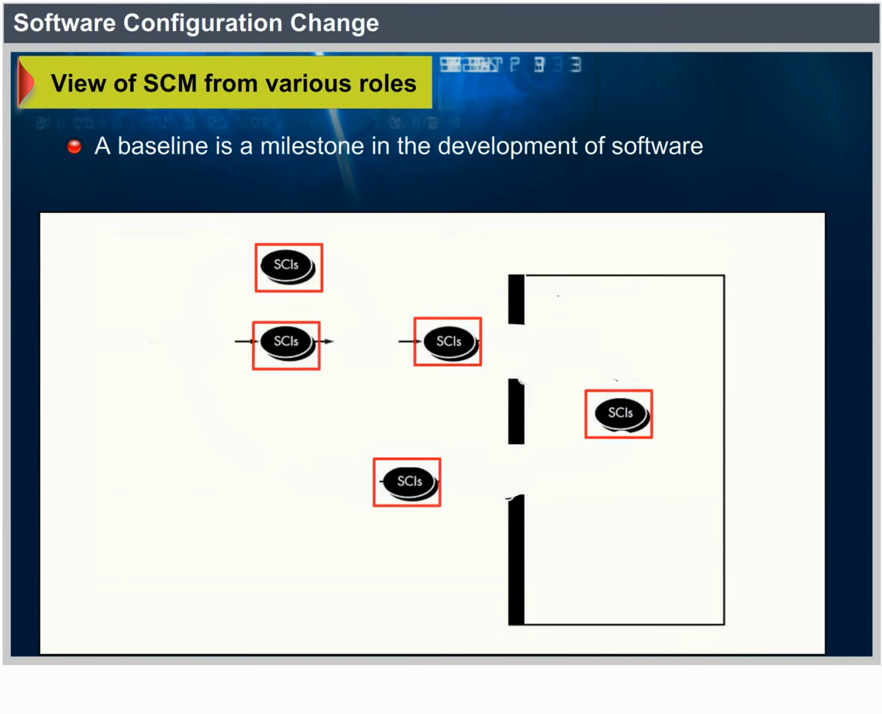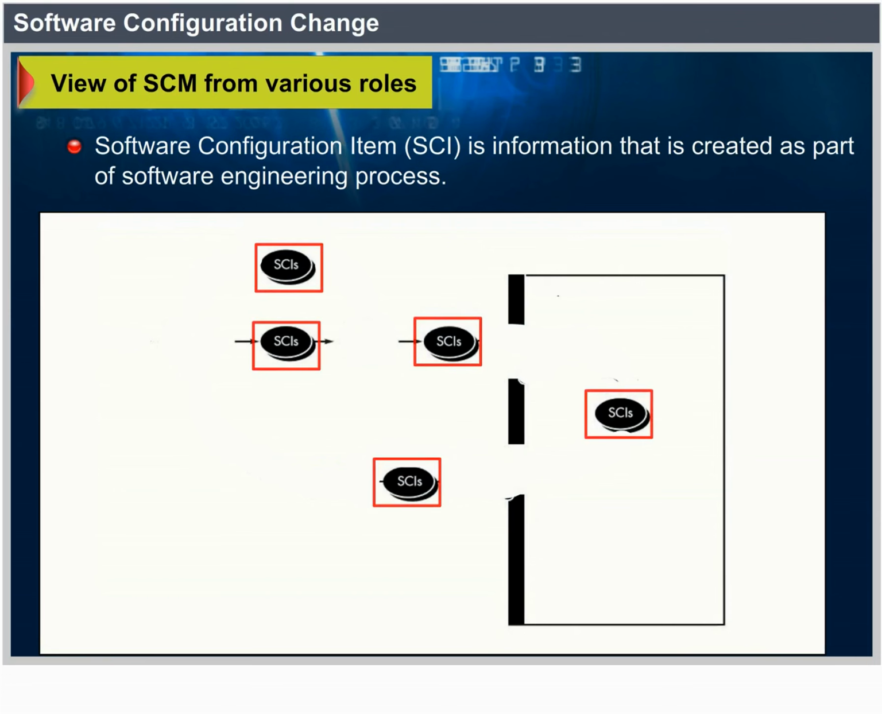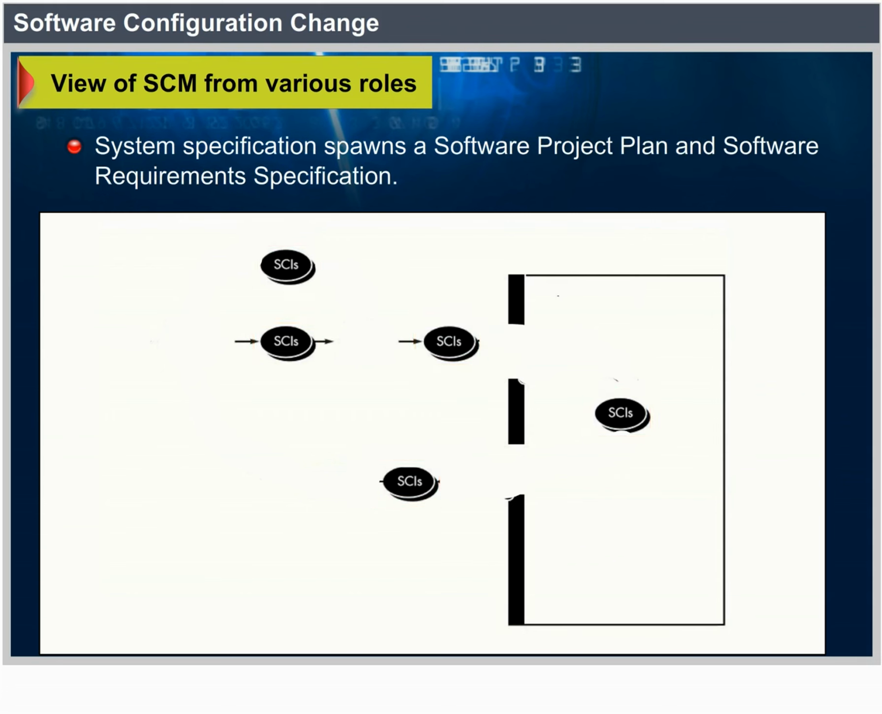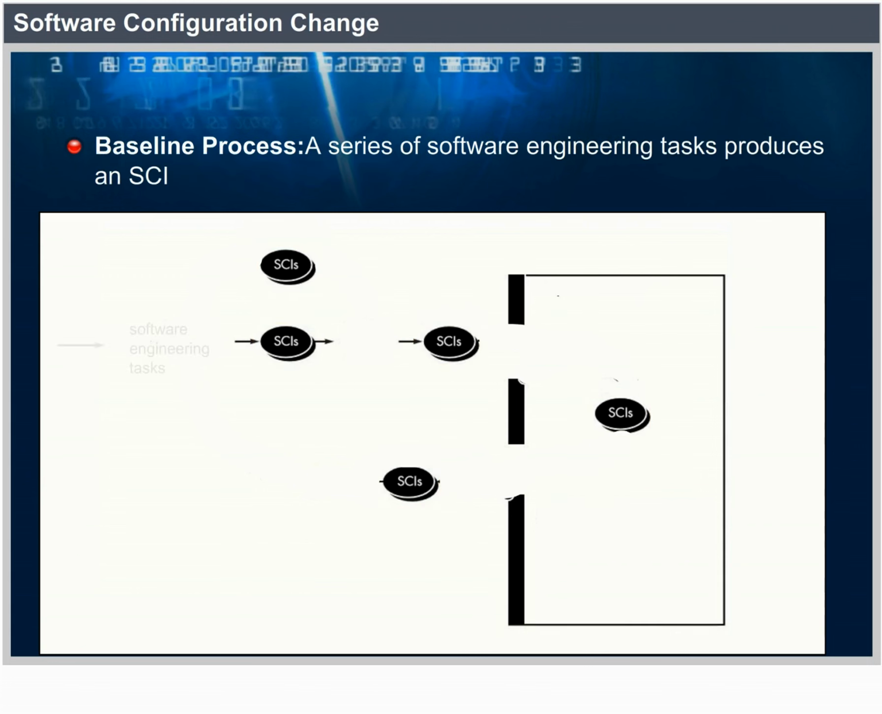Software configuration item, SCI, is information that is created as part of the software engineering process. As the software process progresses, the number of SCIs grows rapidly. The system specification spawns a software project plan and a software requirement specification. Baseline process: a series of software engineering tasks produces an SCI.